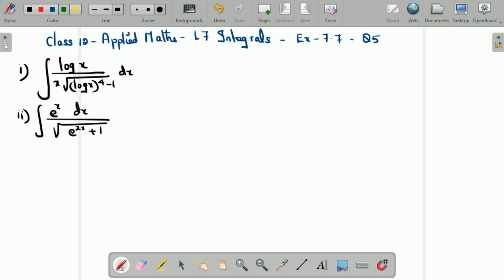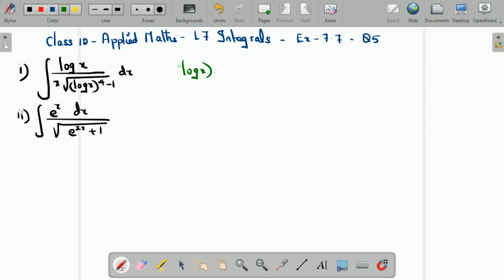In this video, let's find the solution for the fifth question in exercise 7.7. For the first subdivision, let's see the integral of log x divided by x into root of (log x)^4 minus 1. So here first we are going to make a small substitution.